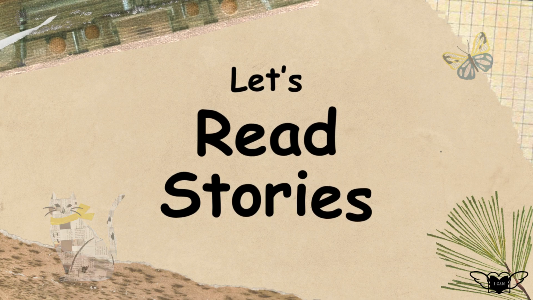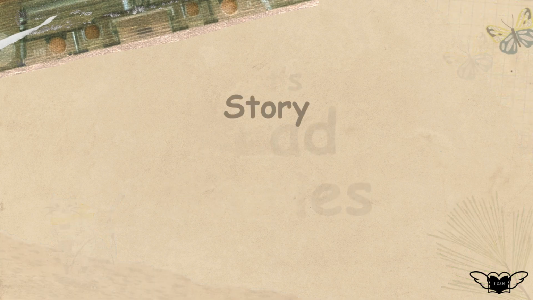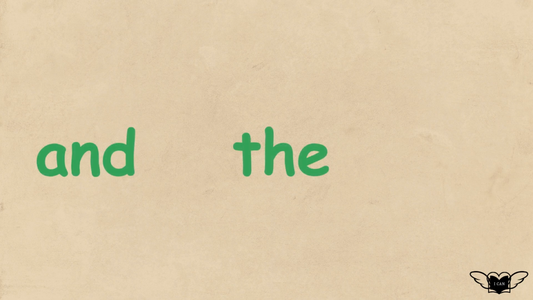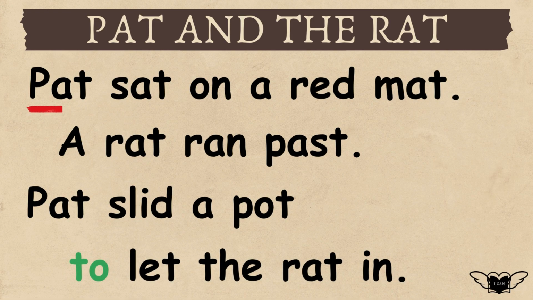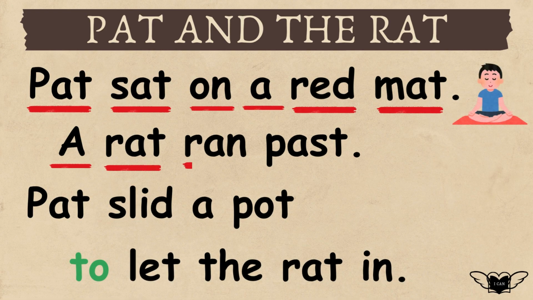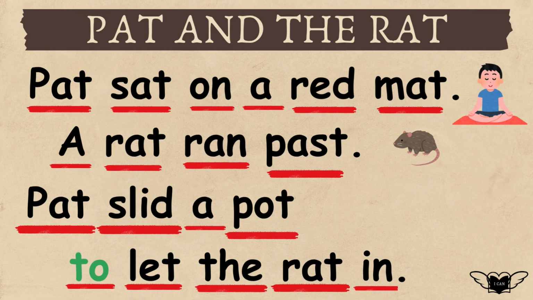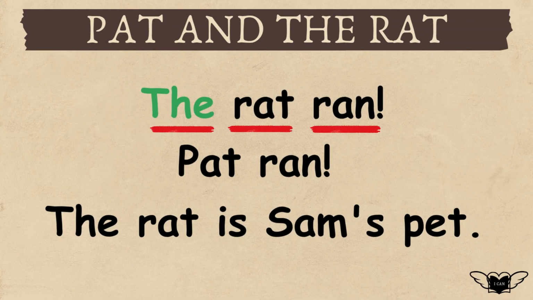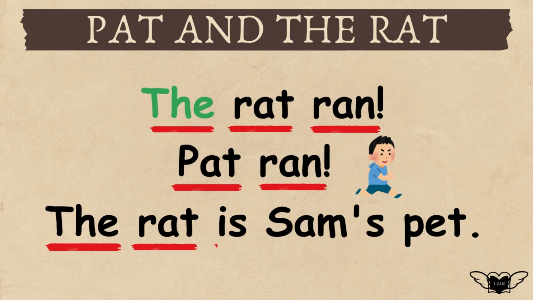Now, it's time to read a story. Pat and the Rat. Pat sat on a red mat. A rat ran past. Pat slid a pot to let the rat in. The rat ran. Pat ran. The rat is Sam's pet.